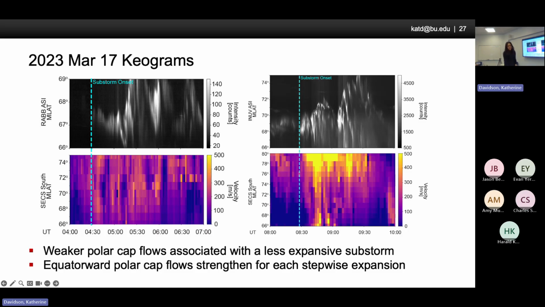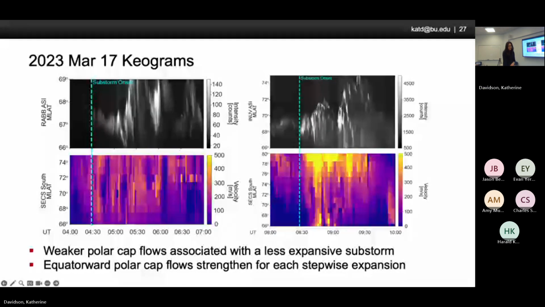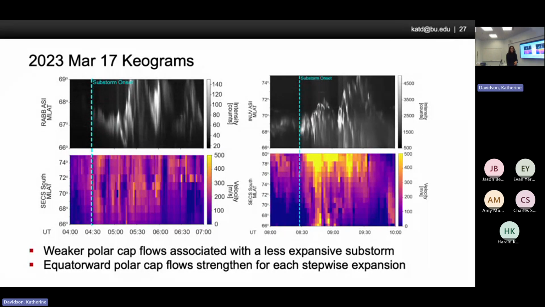And you can see these two equatorward flow figures, keograms, are in the same color scale, so you can very clearly see that the flows were much more intense for the second substorm. So these weaker polar cap flows may be associated with a less expansive substorm as well.